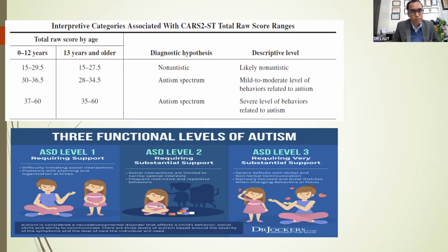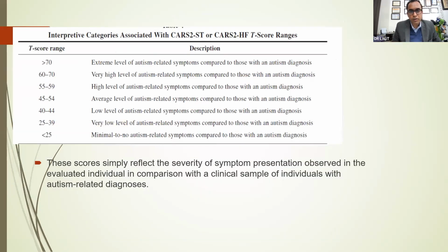When it comes to a score of 30 to 36.5, it is mild to moderate, so a mild to moderate level of behaviors related to autism. That means level 2. When we come to 37 to 60, that means moderate to severe, that means he requires very substantial support to carry out his routine activities. So this is the peculiarity of how these total raw scores are related to the functionality of the autism spectrum disorder. Then you have the interpretation between the CARS and the T score.